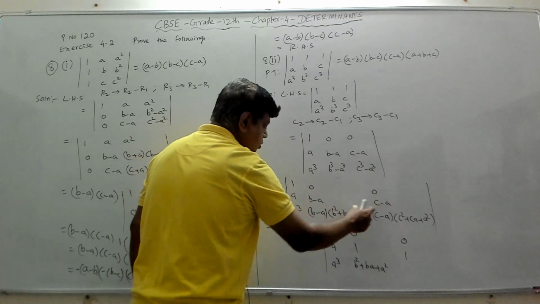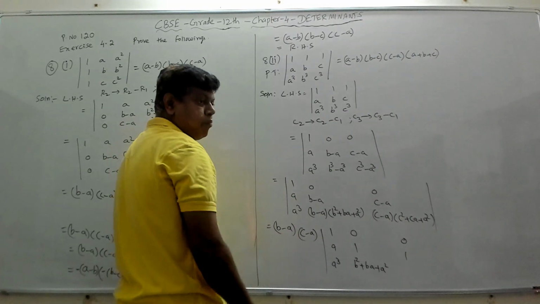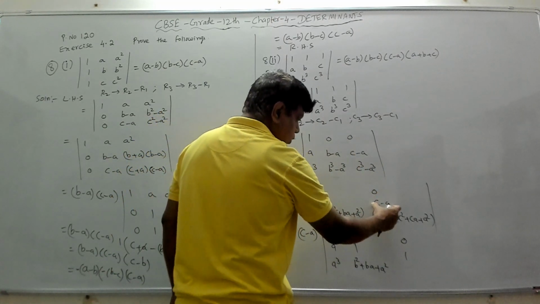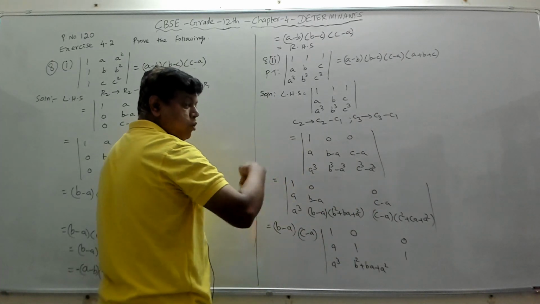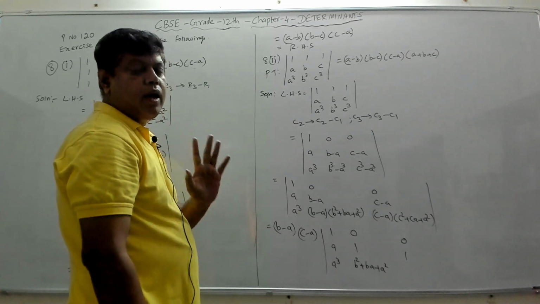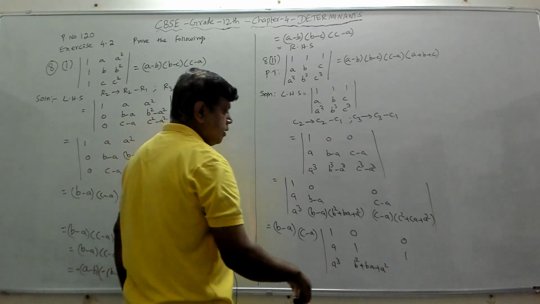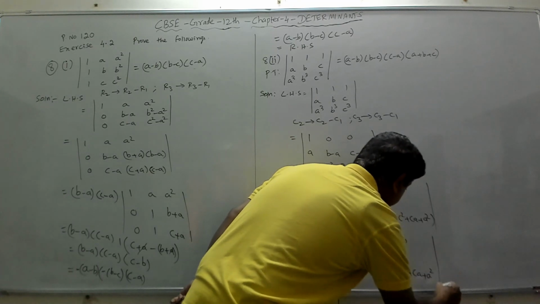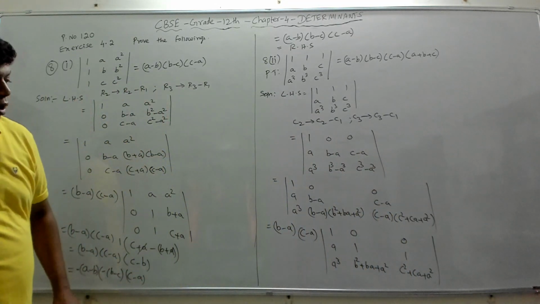You can't take this here, again one more C minus A. If C minus A is present in all the elements of a particular column, one C minus A will come out. You can take that out of the determinant only if all the elements of one column or one row have that, then you can take that element out. So this is C square plus CA plus A square. So this is what we got till now.